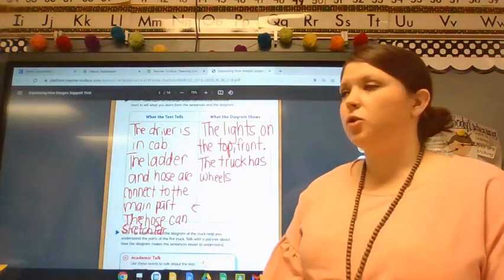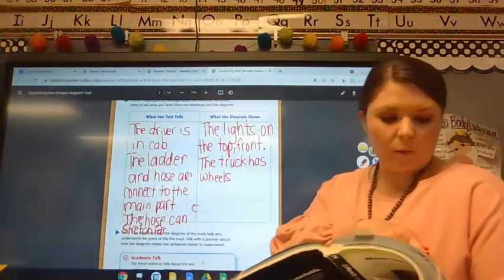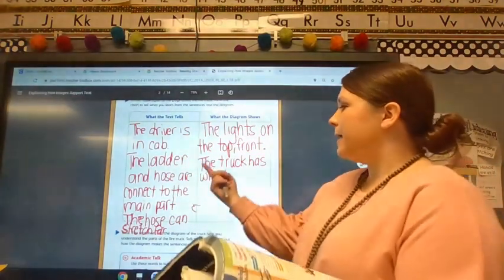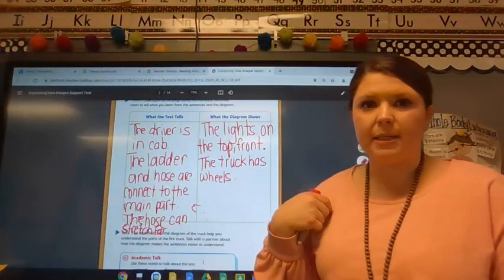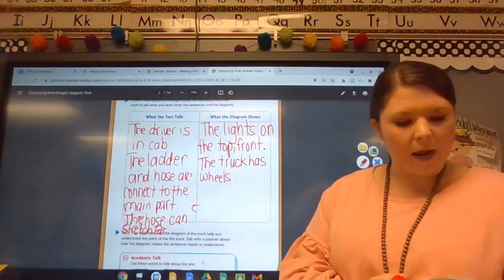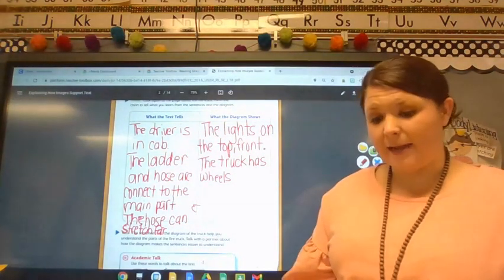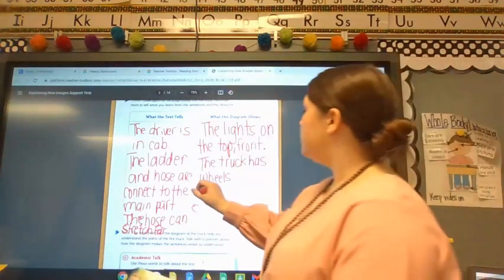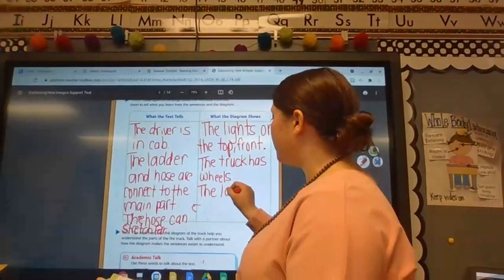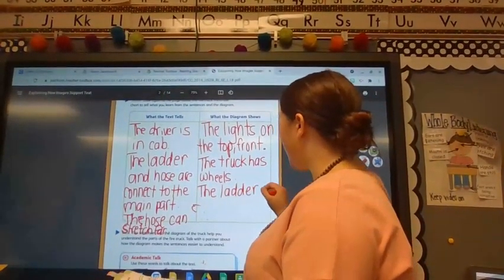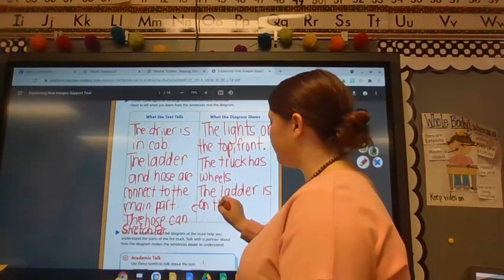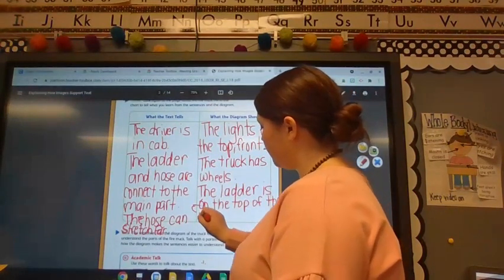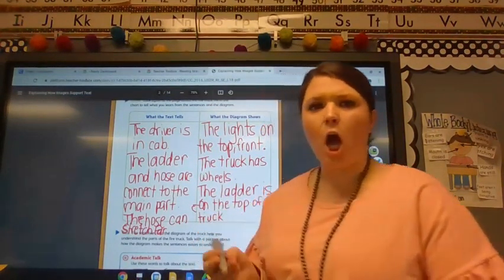Now, it did tell us that the driver sits in the cab, and we can see where the cab is. It's at the front, which would make sense for the driver to sit there. The text told us about the ladder and the hose being connected to the main part. But when we look at the diagram, where is the ladder connected to the main part? It's on the top, isn't it? So we learned that from the diagram. The ladder is on the top of the truck. Okay?